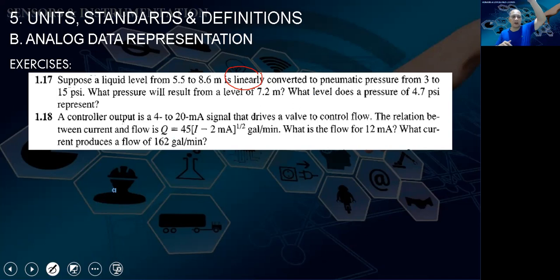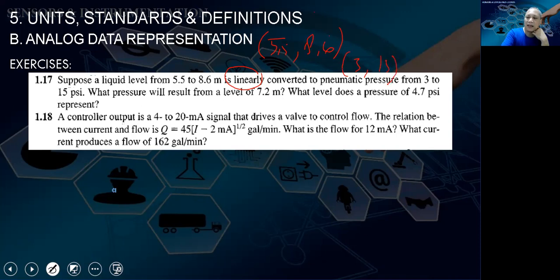Of course, a certain level will give a certain pressure. When you lower the level, you lower the pressure. The question states that it is linearly related, so we must first find the equation that relates the level and the pressure. Once we get that equation, we can input the value of a level to find the pressure, or input the value of pressure to find the level. So this is just using the old method, using 2 points: 5.5 and 8.6, compared with 3 and 15.